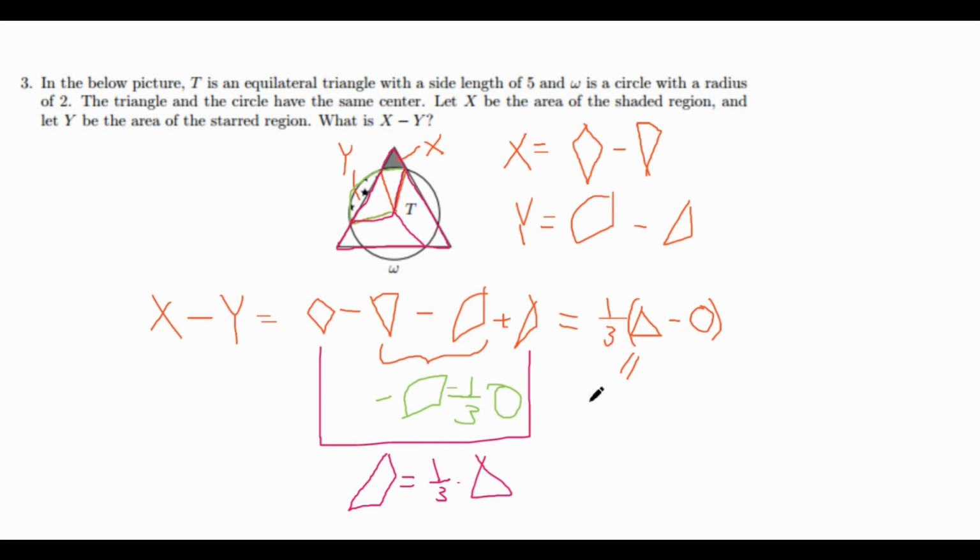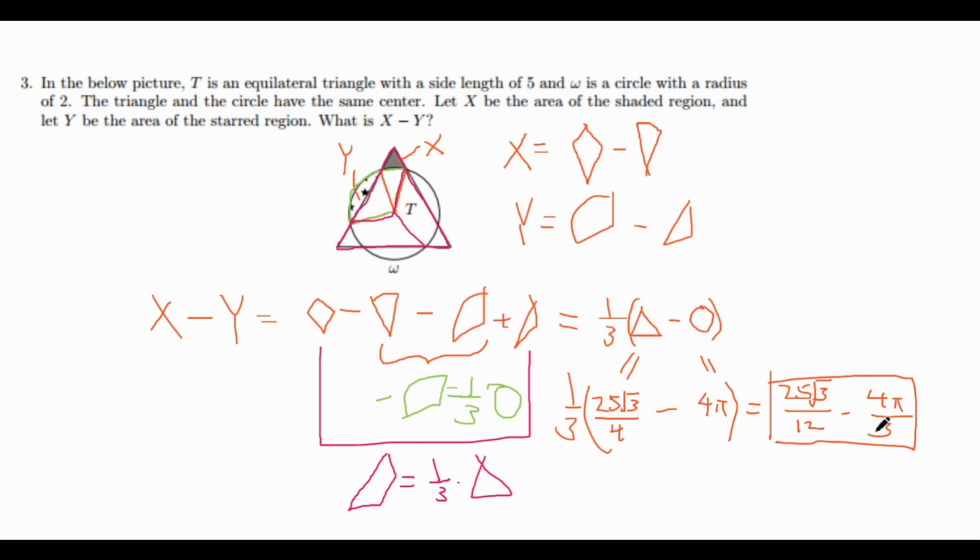The equilateral triangle has side length 5, which means its area is 5 squared, 25, times the square root of 3 over 4, and the area of the circle with radius 2 is 2 squared, which is 4, times pi. And finally, we multiply the entire thing by 1/3, and this simplifies to 25 times the square root of 3 over 12 minus 4 pi over 3, and we have our answer.